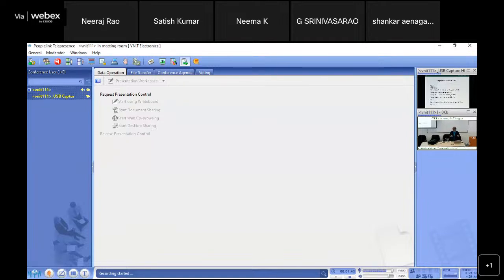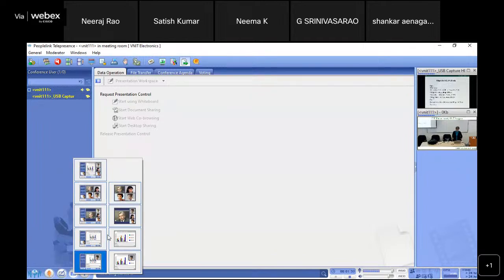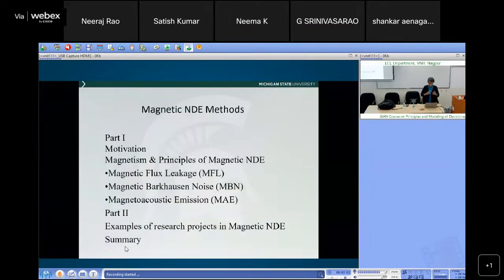So in the morning session, we'll talk about the motivation, what are the magnetic materials where you need NDE, and principles of the magnetic NDE methods, which there are three, slight variations of each other. We talk about three different methods: the flux leakage. Then we talk about the Barkhausen noise and magnetoacoustic emission. It's very similar to acoustic emission we discussed.